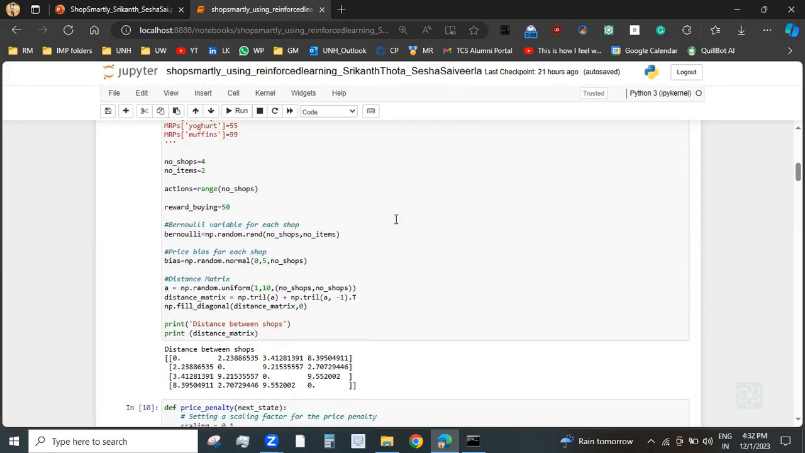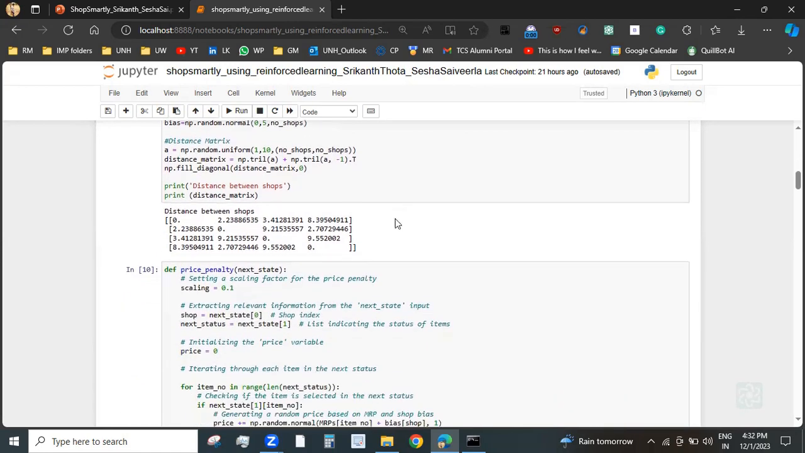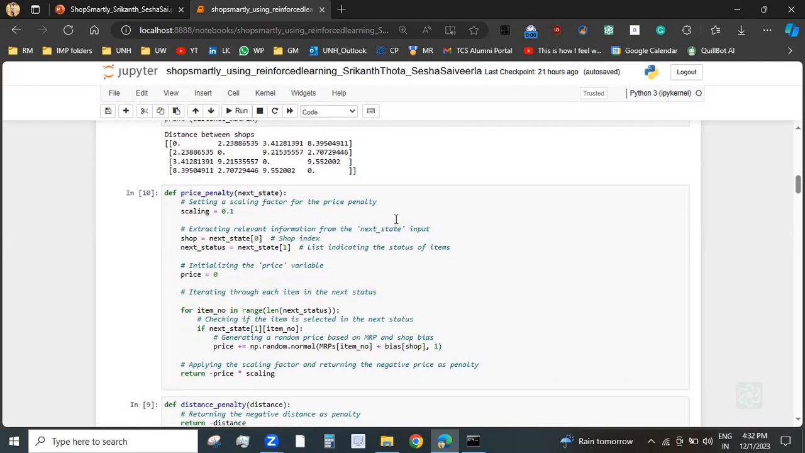Okay, can you please go down? There is a function called price penalty. By using the price penalty function, we are calculating the penalty based on the price of the items in the next state. Meaning if the item is not available in the current shop, then the agent goes to the next shop, and then we are adding the price penalty to the original price.